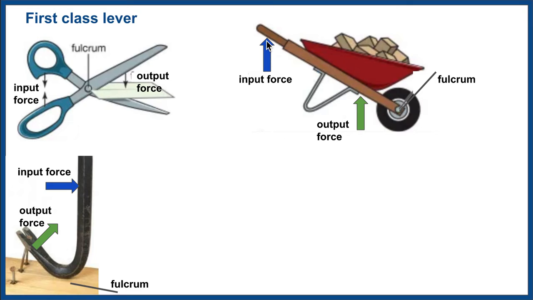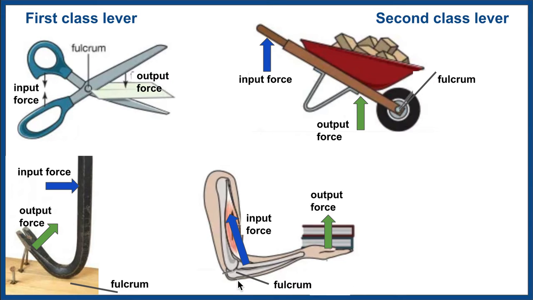In this case, the input is very far away from the fulcrum, and that's the design of what's called a second class lever. In other cases, the fulcrum is at the end, like say your elbow could be considered a fulcrum, and your muscles are very close to the fulcrum, and that's the input, and then the output is further away. So in the wheelbarrow, the input is really far away. In this case, the input is very close to the fulcrum.